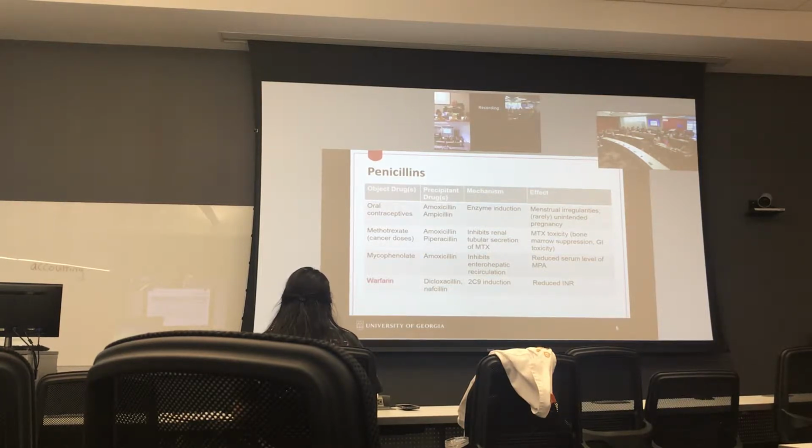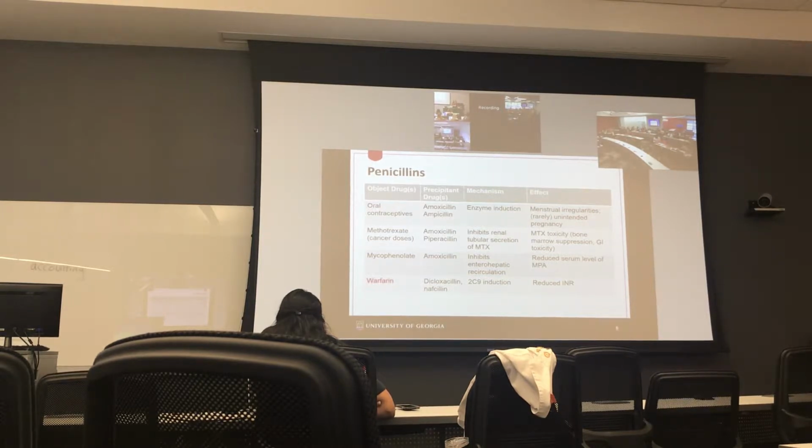The next interaction is with mycophenolate. So we've seen this before when we talked about immunosuppressants, right? So we know that mycophenolate mofetil is hydrolyzed to mycophenolic acid, which is the active metabolite of mycophenolate. And the mycophenolic acid is then metabolized to an inactive metabolite through glucuronidation. And in enterohepatic recirculation, there are enzymes that convert the inactive metabolite back to mycophenolic acid, the active metabolite that's reabsorbed, so we have more of the active product.